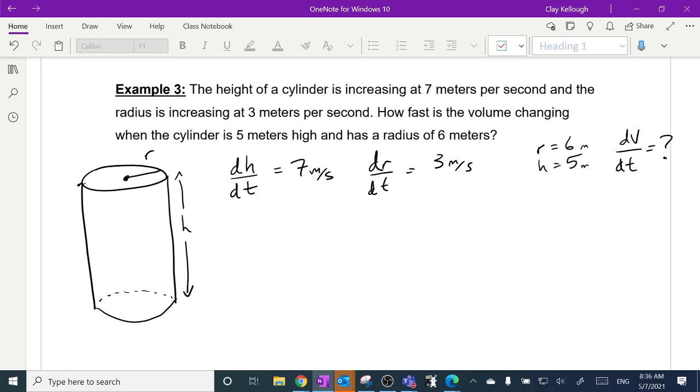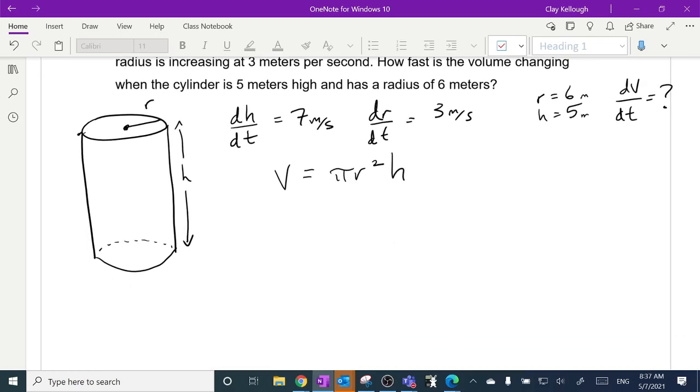I'm going to have to find a formula that relates volume to radius and height. So some of you might remember this from junior high. The volume of a cylinder is the same as it is for any prism. It's the area of the base that it sits on times how tall it is. So I need to find the derivative of this. So let's find the derivative. I'm taking this entire equation and doing its derivative with respect to time.